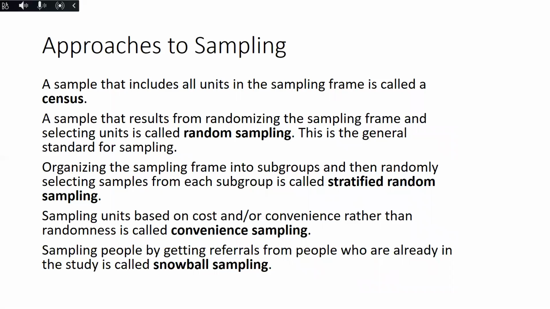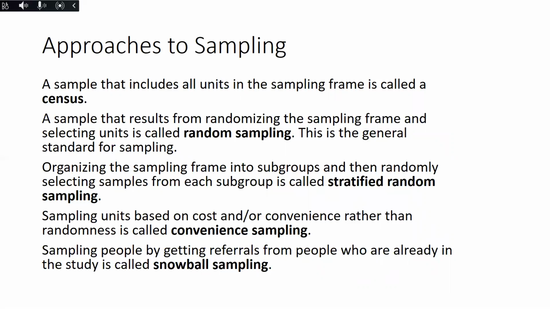A sample that includes all the units in the sampling frame is called a census. So if you're trying to reach everybody in your whole sampling frame, that's going to be a census sampling method. Doing a census is really expensive, and especially if you have non-respondents, it can create some bias if you don't have the resources to actually go after that full census, so be careful about that.